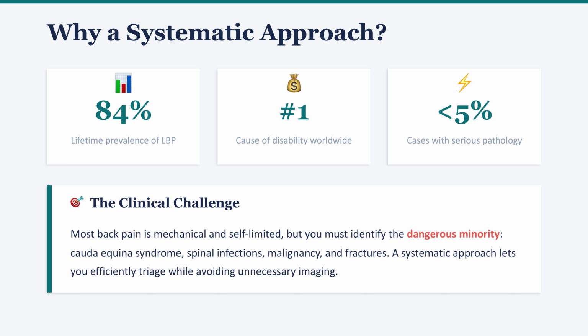Here is the critical insight for your clinical reasoning. While the vast majority of back pain, roughly 85%, is mechanical and self-limited, your job as a clinician is to identify the dangerous minority. Specifically, you need to rule out Cauda Equina syndrome, spinal infection, malignancy, and unstable fractures. A systematic approach allows you to efficiently triage these patients while avoiding unnecessary imaging that can lead to incidental findings and downstream interventions that may not improve outcomes.